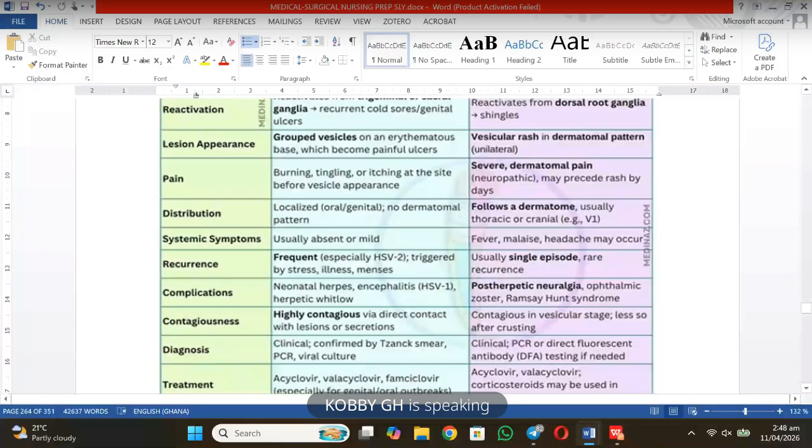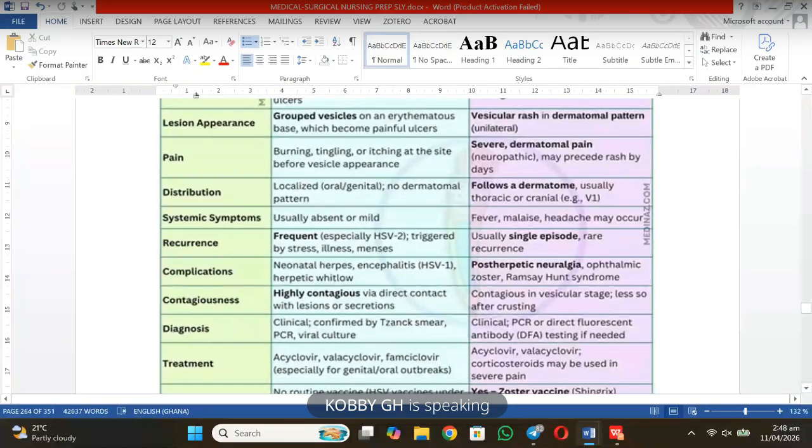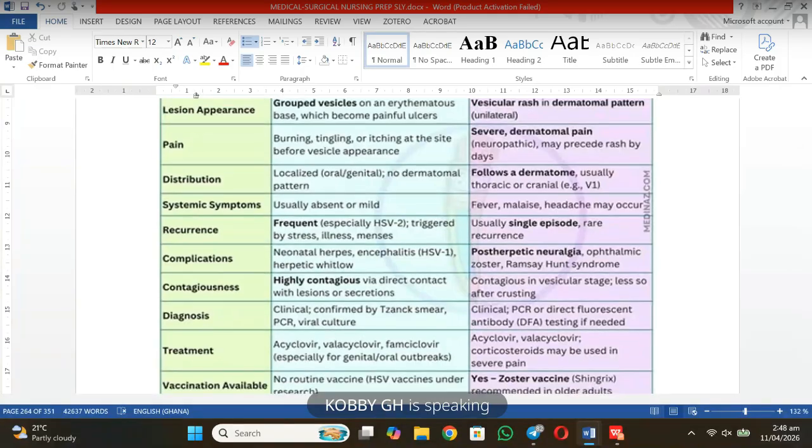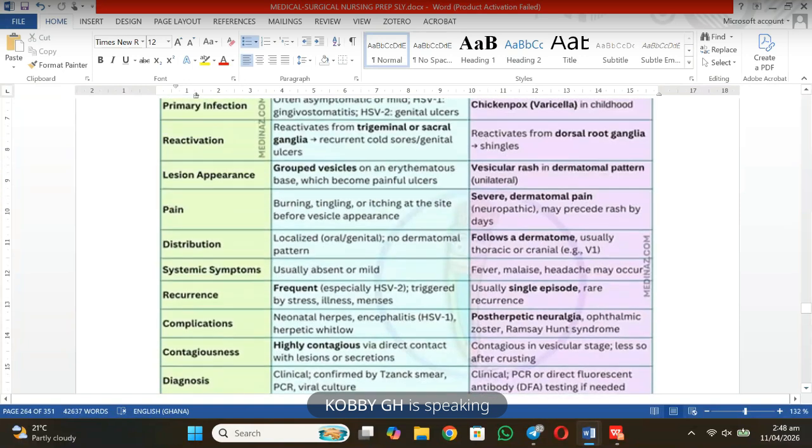Now, herpes simplex may usually be mild. But when it comes to herpes zoster, it's usually very severe and may be accompanied by fever, headache, and even fatigue. Is that okay? Great. All right. That is fine.